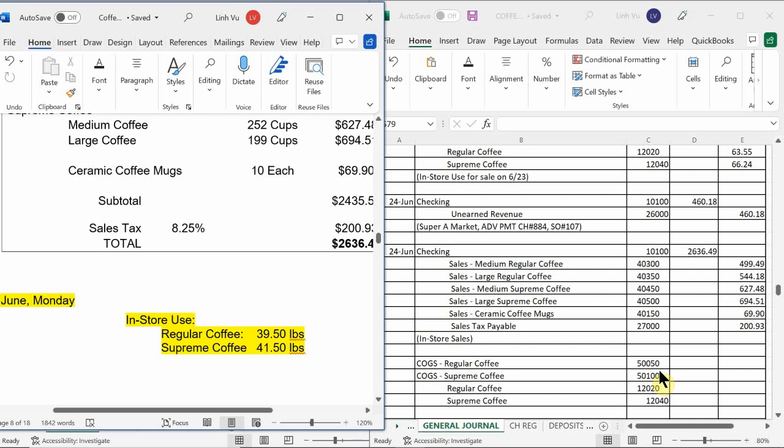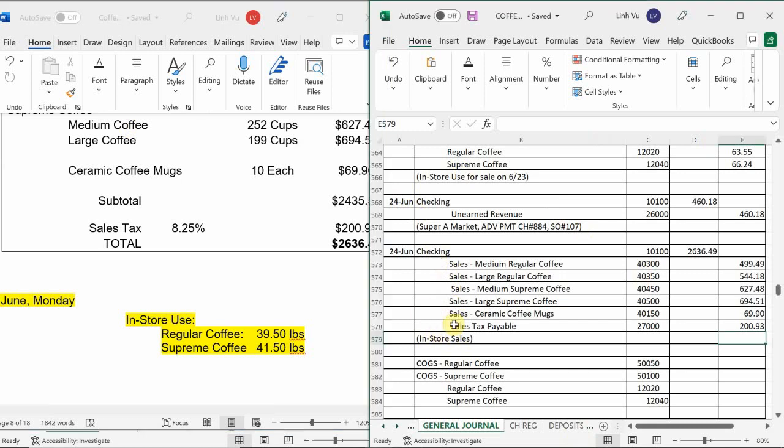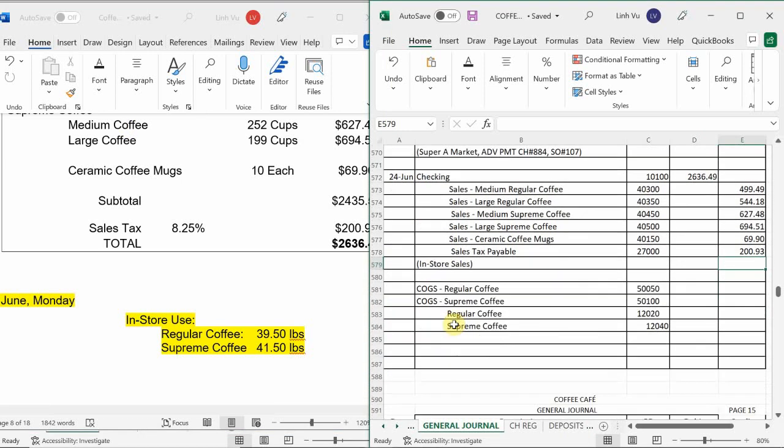It's June 24th, right? This is where we last left off. We entered everything, including the sales tax, so we got everything through. So now all we got to do is update our inventory right here. It says that we end up using 39 and a half pounds of regular coffee and 41 and a half pounds of Supreme coffee. Okay?